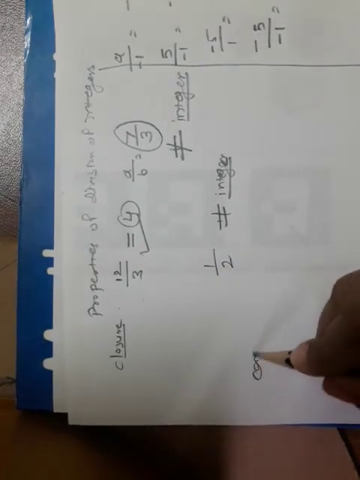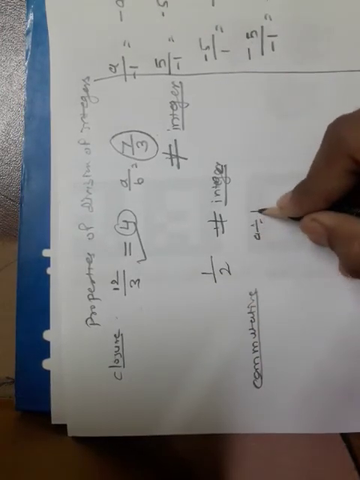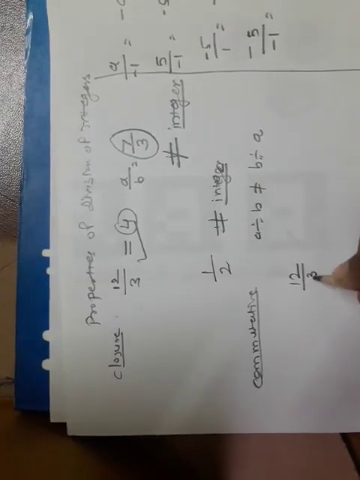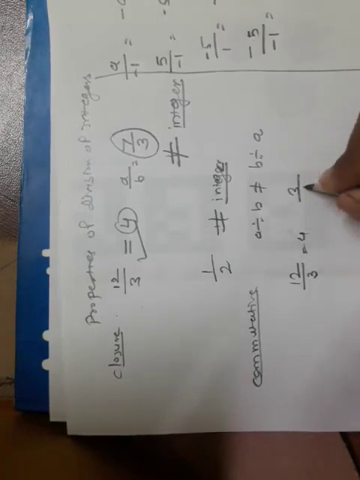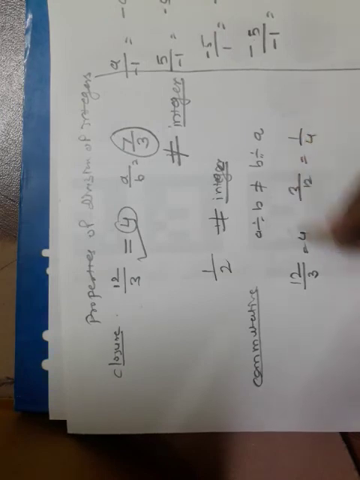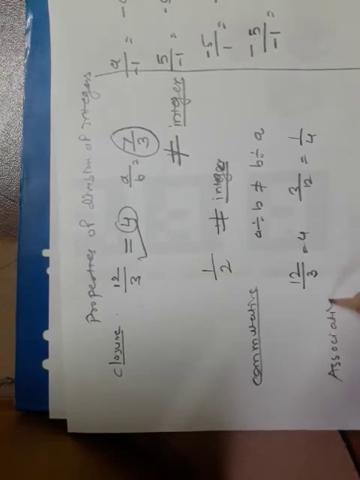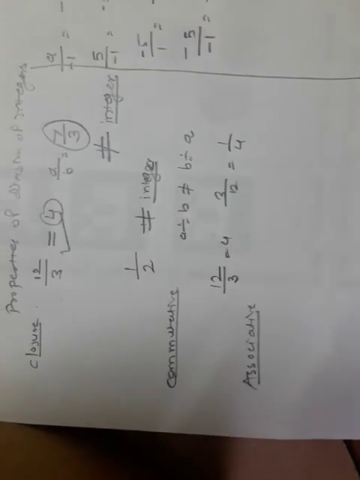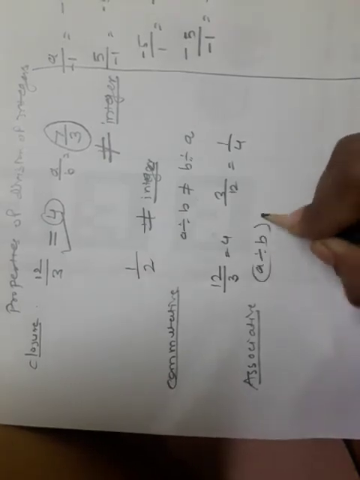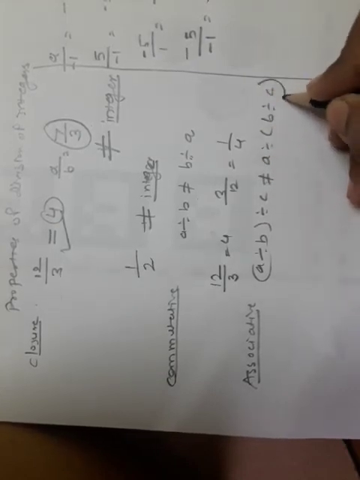Now the next property is what? Commutative property. a divided by b is not equal to b divided by a. Again we will take 12 by 3 is equal to 4, and 3 by 12 is equal to 1 upon 4. So a divided by b is not equal to b divided by a. Next is associative property. The associative property also does not hold for division of integers. a divided by b divided by c is not equal to a divided by b divided by c.